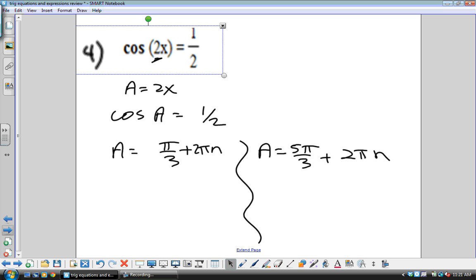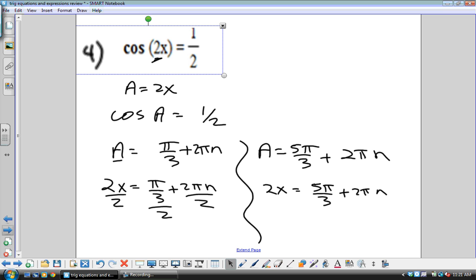Okay, now let's make our substitution back with a. A was equal to 2x, so 2x equals pi over 3 plus 2 pi n. Basically the same thing on our other equation here. Okay, now let's go through and divide everything by 2. So we'll get x to be pi over 6 plus pi n. And on this equation, x is going to be 5 pi over 6 plus pi n.